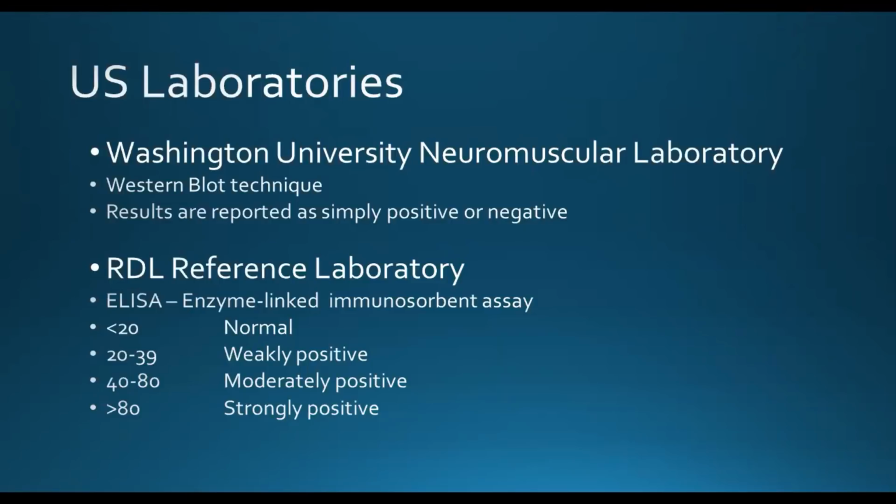That's all there is. There's another lab called RDL Reference Laboratory based in the Los Angeles area, and they use a different technique called ELISA. When they report their results, there's a number, and they give you this range you can see on the screen, where less than 20 basically means you don't have the antibody, 20 to 39 is weakly positive, 40 to 80 is moderately positive, and greater than 80 is strongly positive. So sometimes patients talk among themselves, and it's confusing because somebody will say, I had a result of 75. What'd you get? It's like, well, mine just said positive. Well, it could be they got the results done in different laboratories.